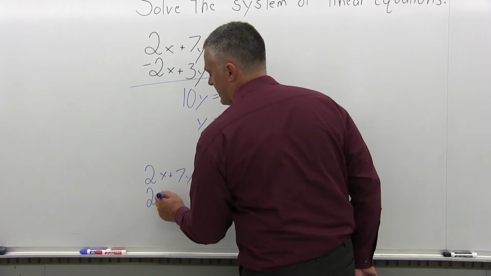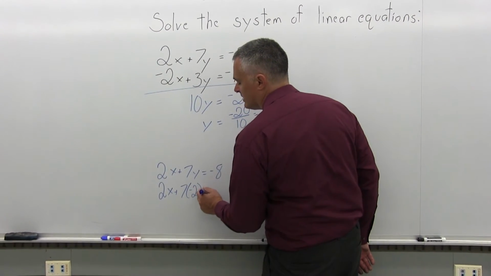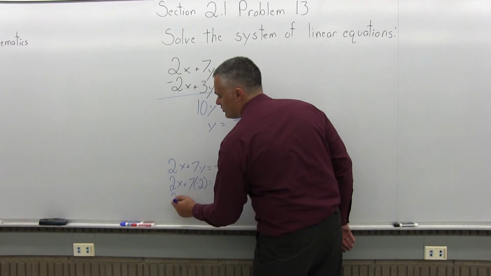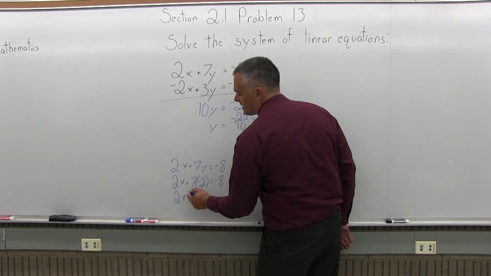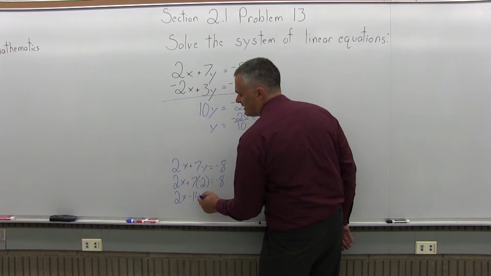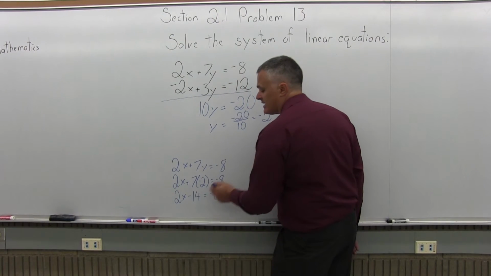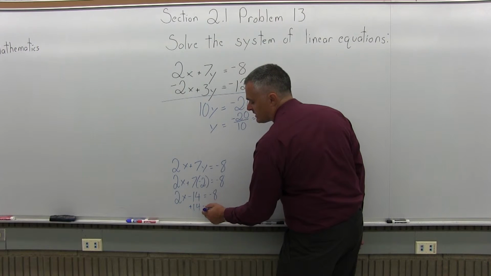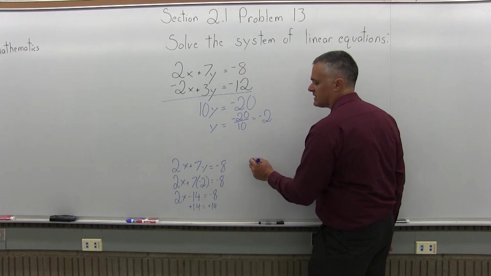So 2x plus 7y becomes 2x plus 7 times negative 2 equals negative 8. So now 2x plus 7 times negative 2, it's going to become minus 14 equals negative 8. Get the 2x by itself, so I'm going to do plus 14 on the left side of the equals and plus 14 on the right side of the equals. And I'll finish that over here.